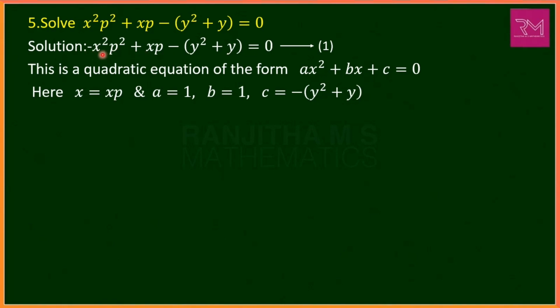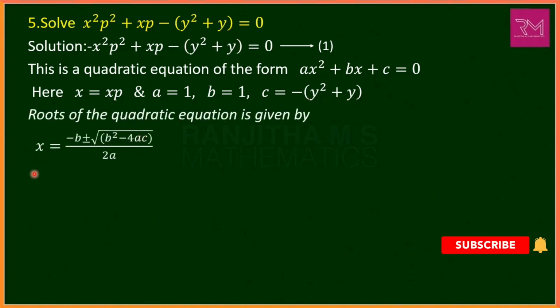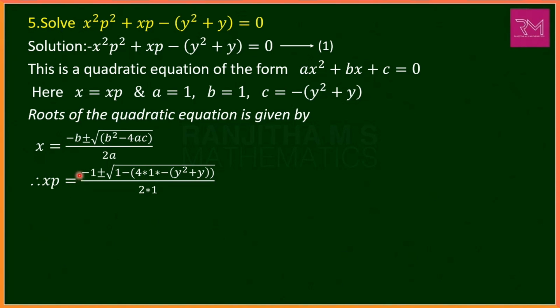So this is also a quadratic equation of the form ax square plus bx plus c. But here in the place of x we have xp. Here x square is xp whole square, so we can take it as xp whole square plus xp minus y square plus y, which is equal to 0. So a value is 1, b value is also 1, and c value is this complete value, that is minus y square plus 1. So roots of a quadratic equation is given by x is equal to minus b plus or minus square root of b square minus 4ac by 2a. Substituting a, b, c value, and in the place of x we substitute xp. We get xp, which is equal to minus, here b is 1, plus or minus square root of b square is 1 minus 4 into a is 1 into c is minus of y square plus y, divided by 2 into a value is 1.